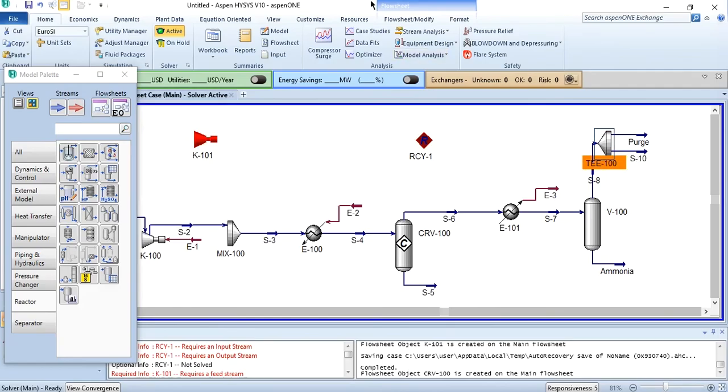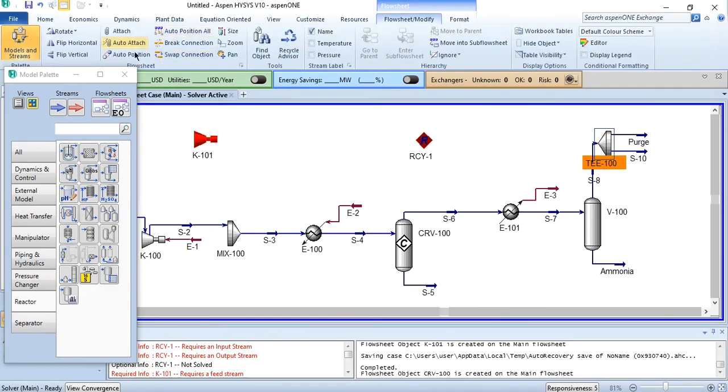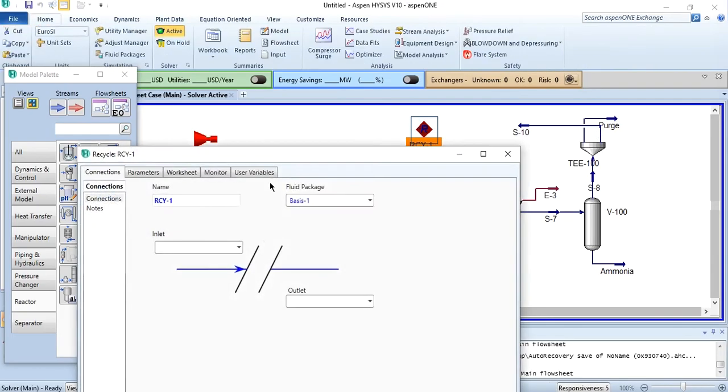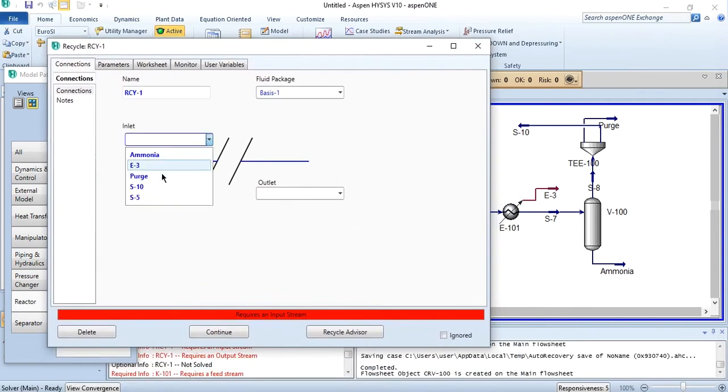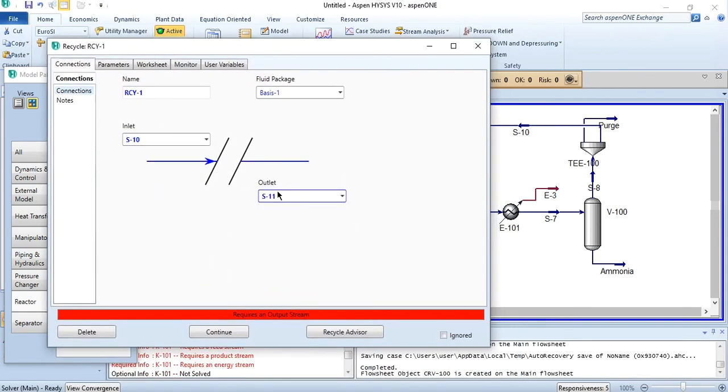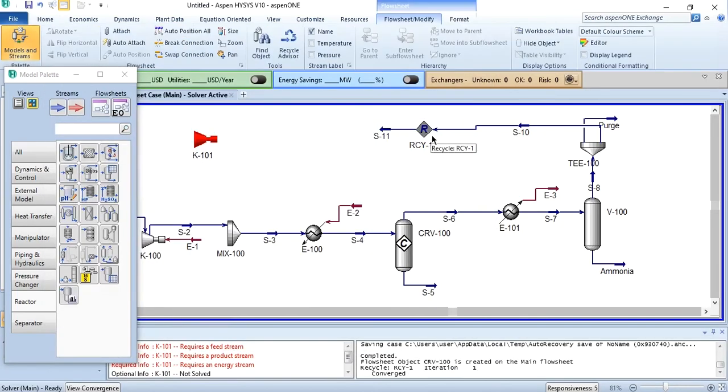Then we can simply go to the flowsheet, modify, and click on rotate, and it will be rotated like this if you want, or like this. Similarly, you can change the positions as well. Then connect it to the recycle, RCY1, S10, then S11. Right now only the recycle block is converged, but the actual convergence will come when it is connected to the system, because currently it is not connected. You can even rotate it as well.